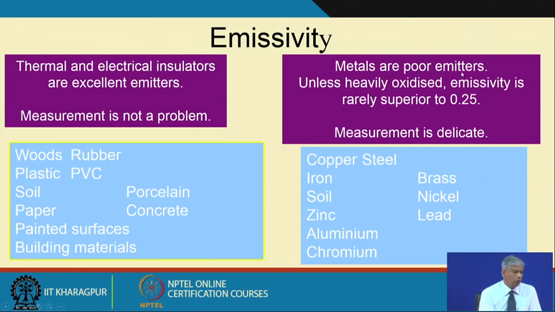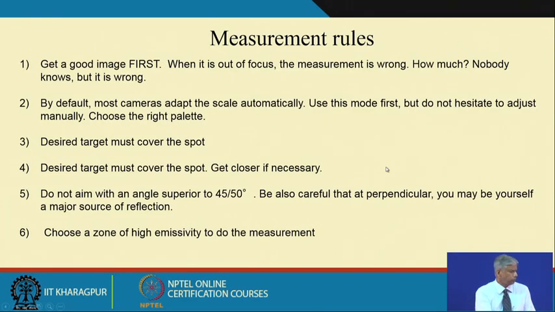But metals are poor emitters unless heavily oxidized. So, emissivity is rarely greater than 0.025, like all these metals or any shiny surfaces. So, that is what we have to be careful about, and in one of the examples I will show you how this is taken care of.